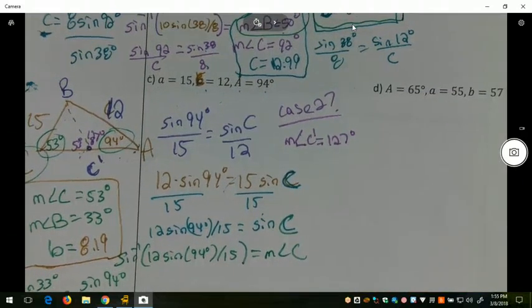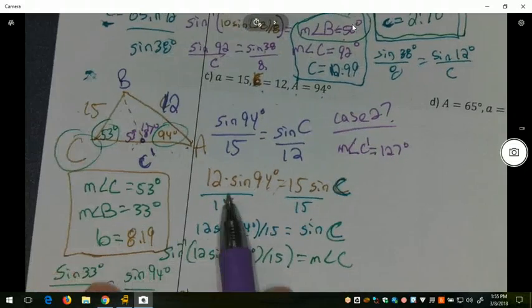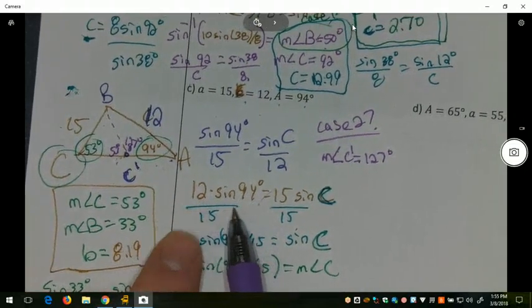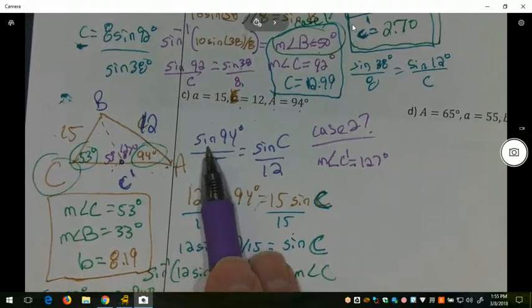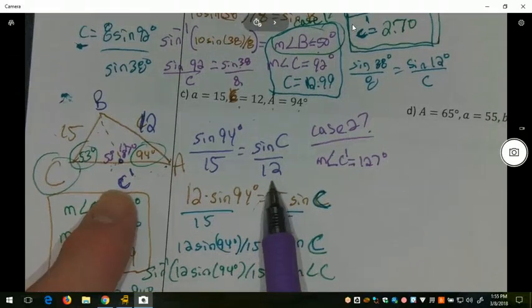Well, I know already we have a problem with that. Some of you might too. If you don't, you're going to go through the steps we just did, like this, except it'll be 12 times sine of 94 over 15 equals sine of C prime over 12, and it's not going to work.